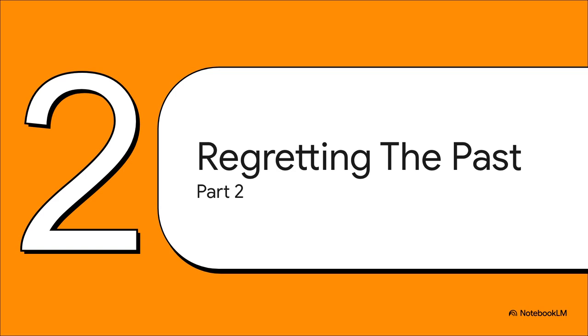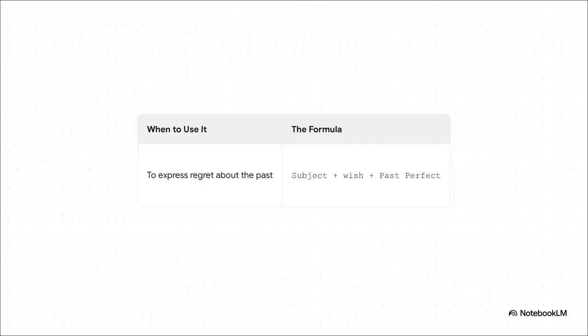Now let's take a step back in time. We're moving on to the past, and this is where we get into the heavy stuff, talking about the things that are totally unchangeable, our regrets. Now, the cool thing is when we talk about the past, it actually gets a little simpler. There's really only one formula you gotta know. Subject plus wish plus past perfect. Just think of that had plus the verb. That's your verbal time machine. It zaps you right back into the past and signals, I'm talking about a regret.